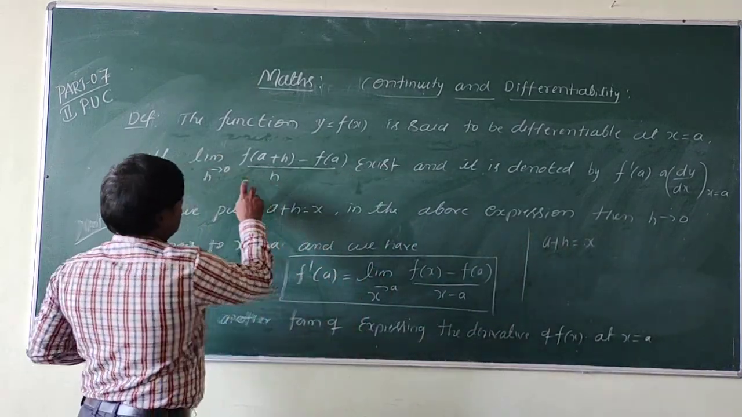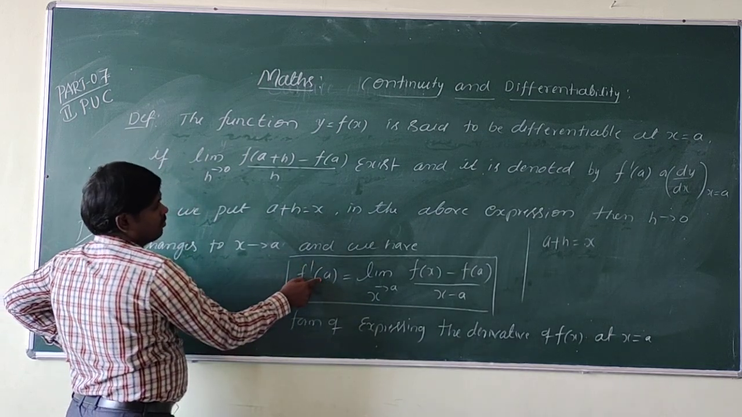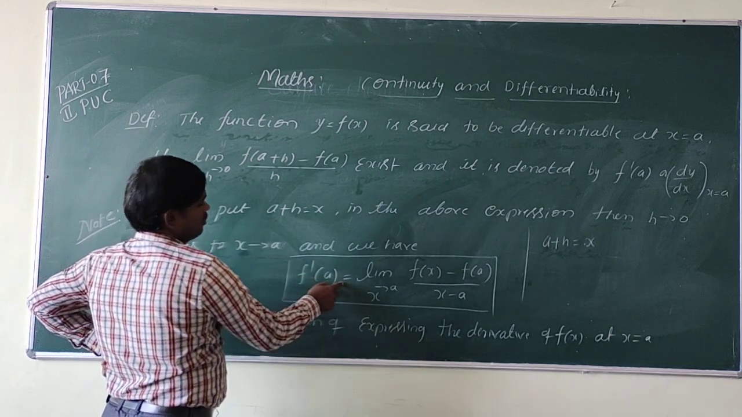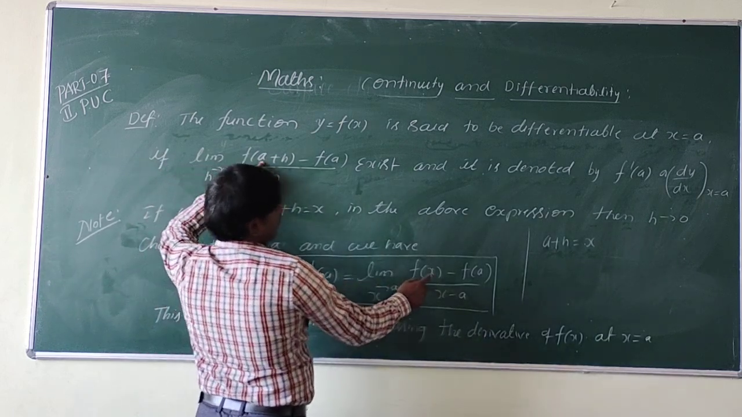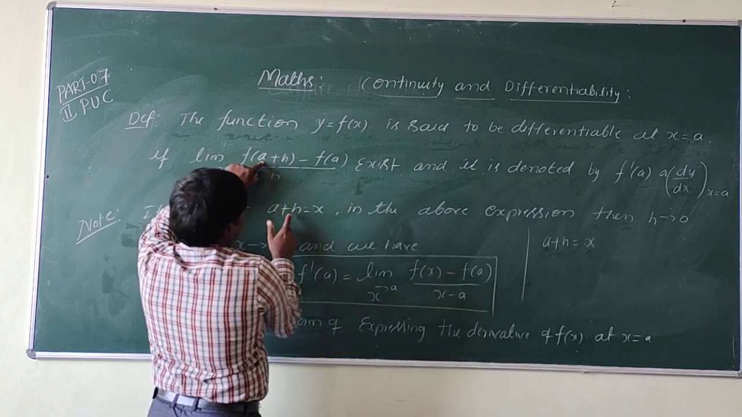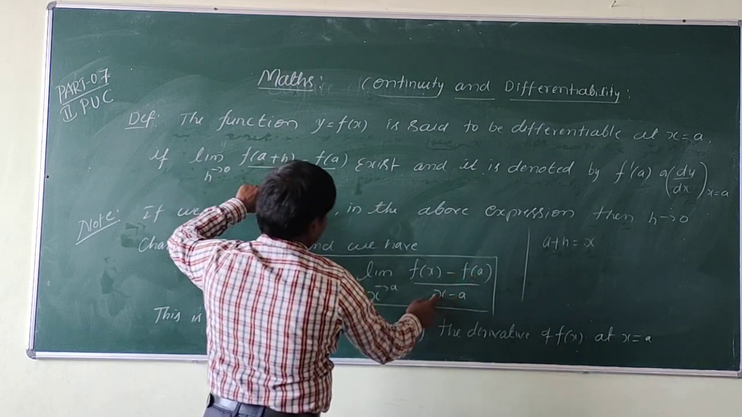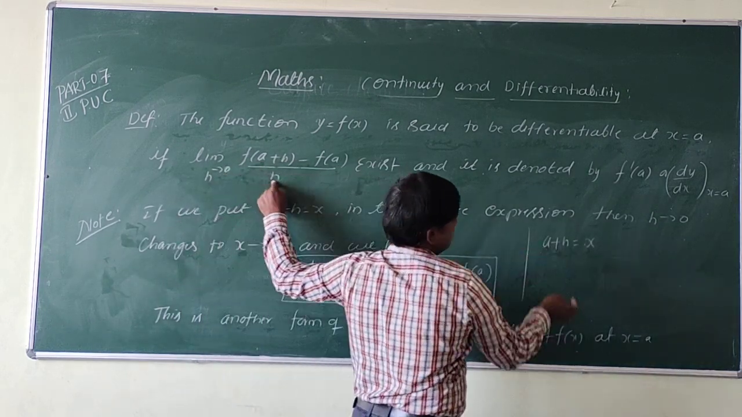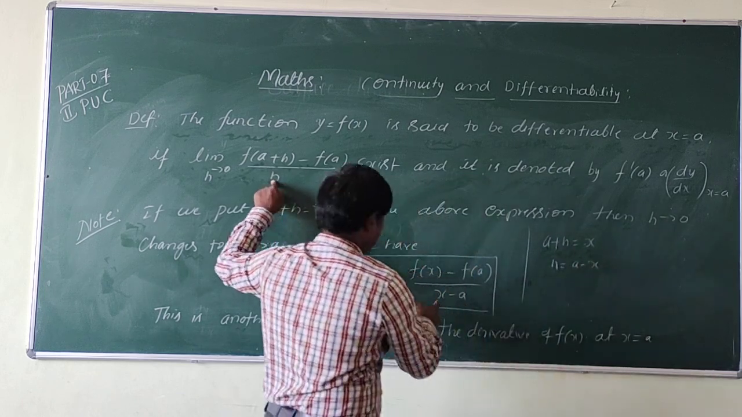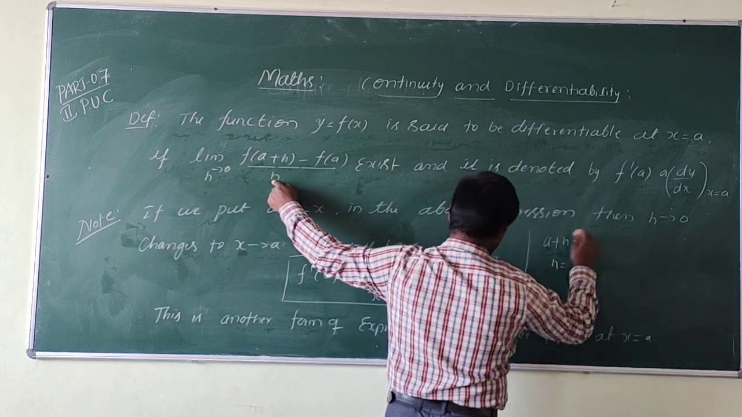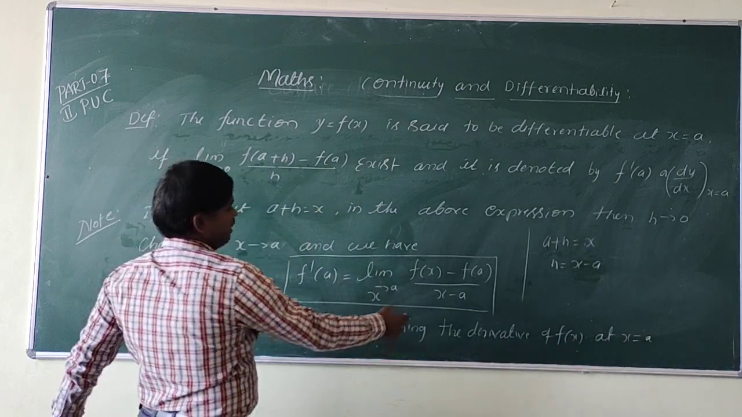Then the above expression becomes f dash of a, the derivative at x is equal to a, is equal to the limit of, where a plus h becomes x. So f of x minus f of a divided by h, and h is nothing but x minus a. So we get x minus a in the denominator.